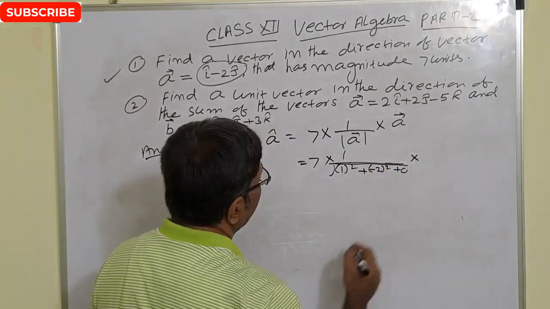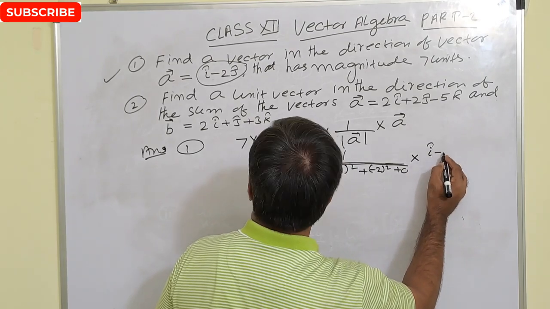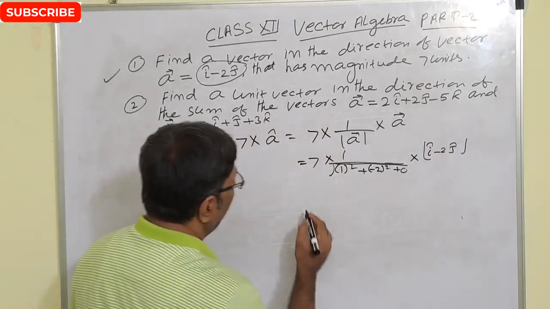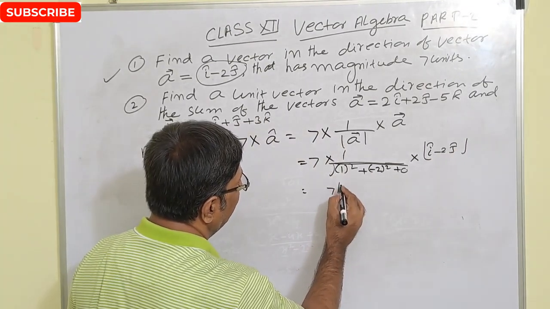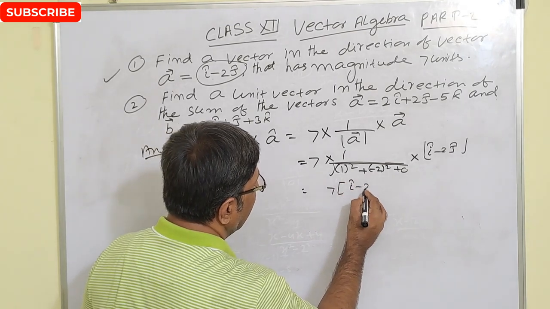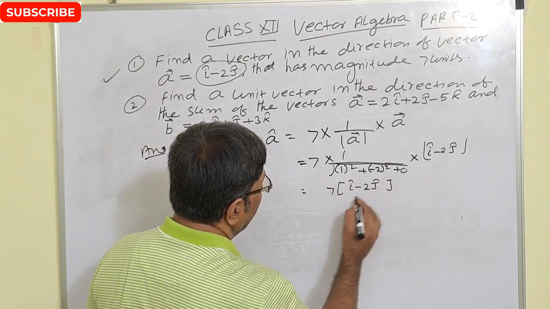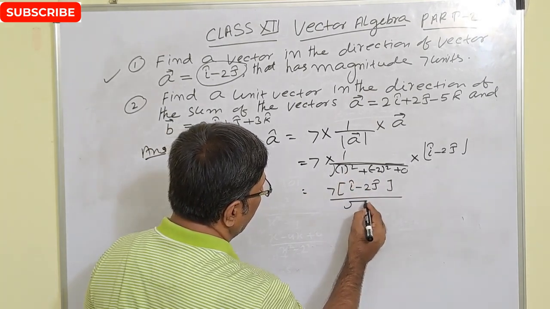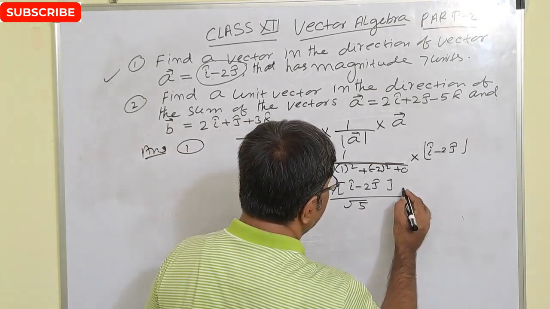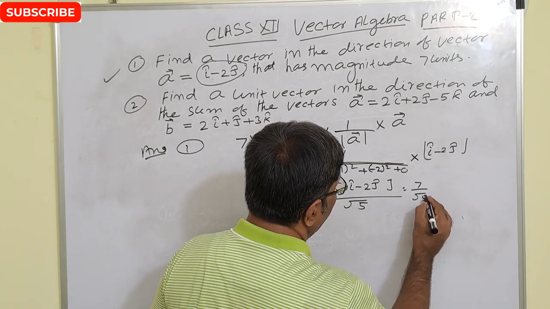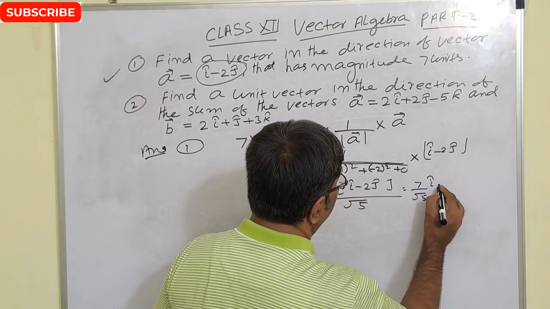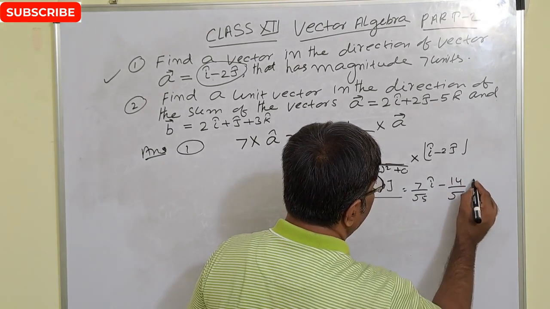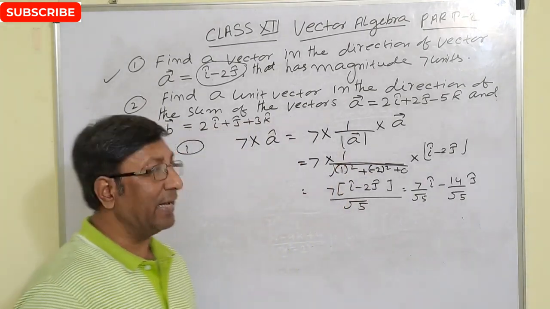Multiply by vector A. Vector A is given as unit vector i minus 2j. So we can write this as 7 into (i minus 2j) divided by root of (1 plus 4), which is root 5. So we can write this as 7 upon root 5 unit vector i minus 14 upon root 5 unit vector j. This is the correct answer.